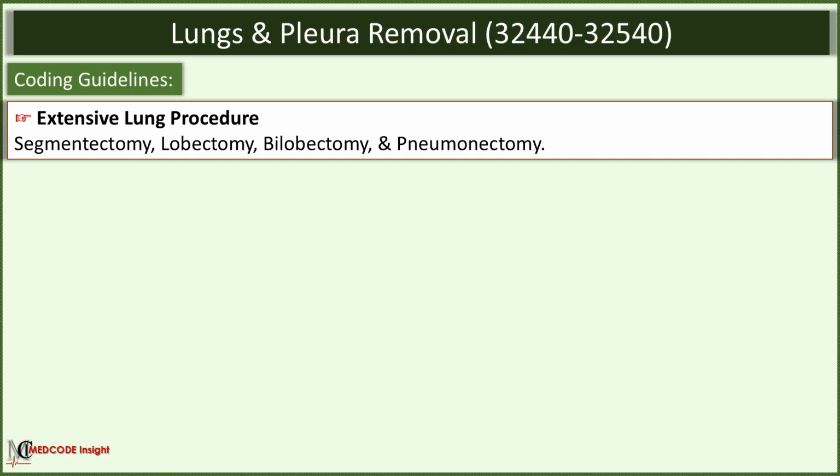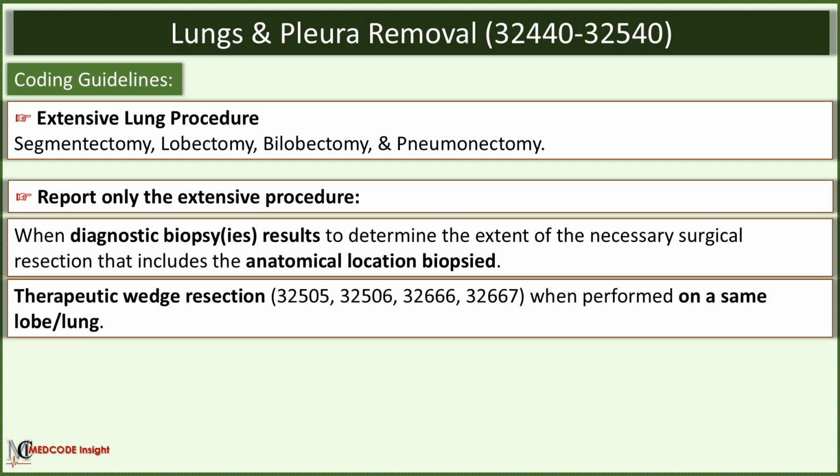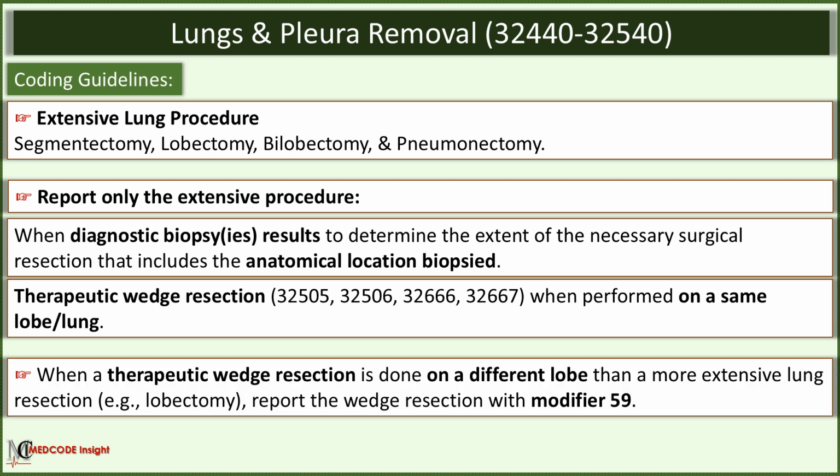Here are some coding guidelines we need to know while coding for removal of lungs and pleura. Always remember, extensive lung procedure includes segmentectomy, lobectomy, bilobectomy, and pneumonectomy. Report only the extensive procedure. When a diagnostic biopsy result determines the extent of the necessary surgical resection, the date includes the anatomical location biopsied. A therapeutic wedge resection is performed on the same lobe or lung. When a therapeutic wedge resection is done on a different lobe than a more extensive lung resection, report the wedge resection with modifier 59.